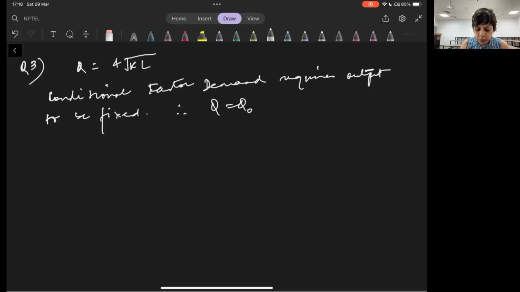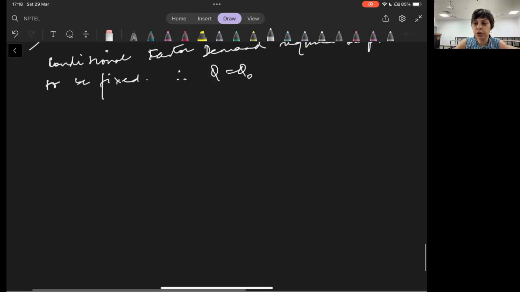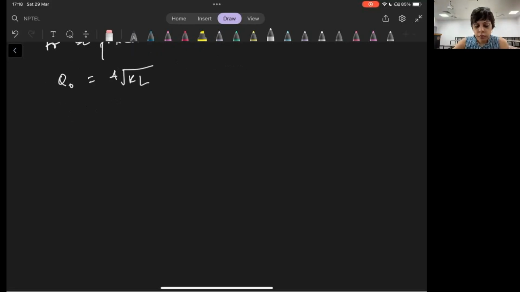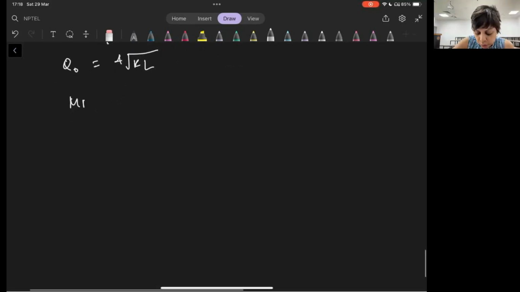Now, how do we compute it? First of all, we put Q is equal to Q naught. So Q naught is equal to 4 under root K and L. Now, we also know that we can always use the condition of MPK upon MPL is equal to R by W, because this is the condition for cost minimization.